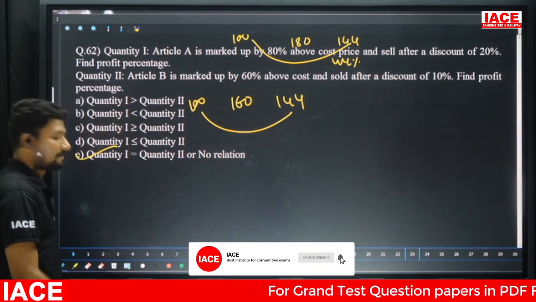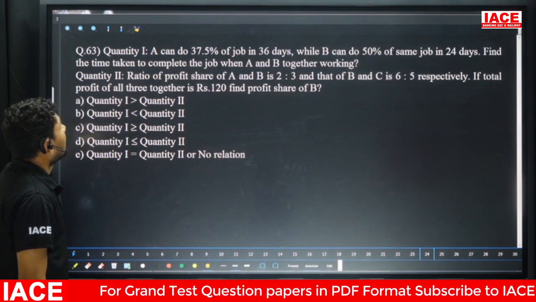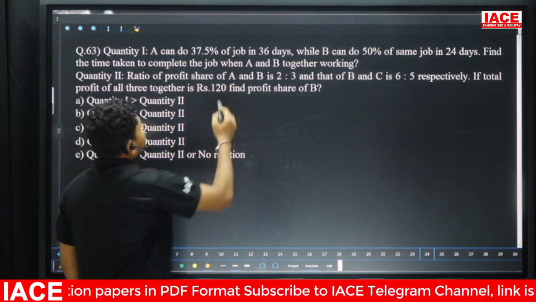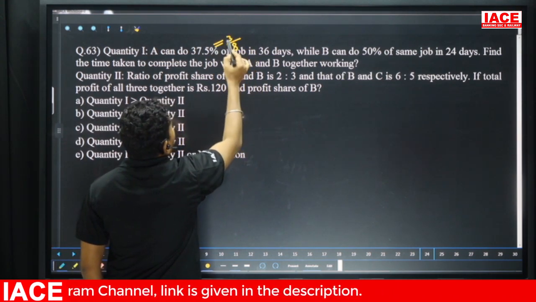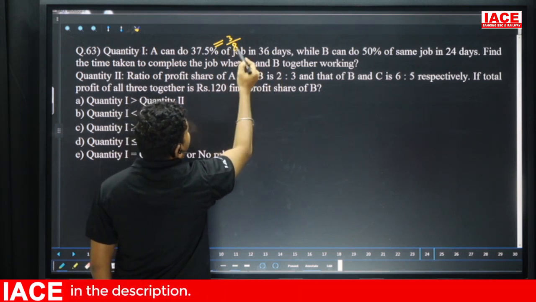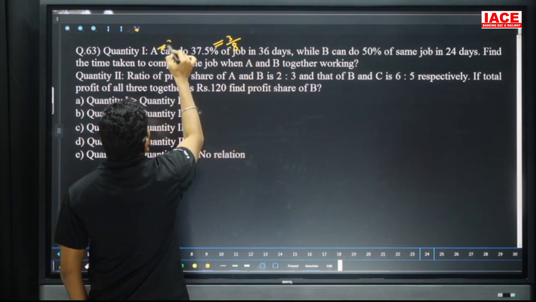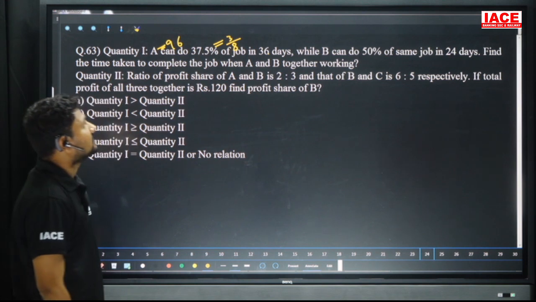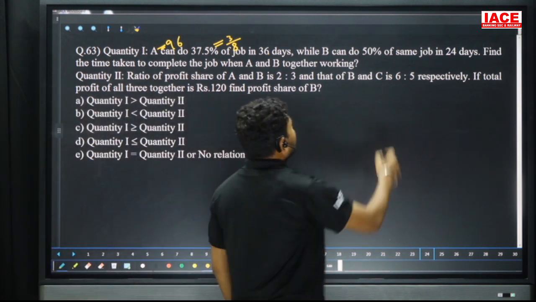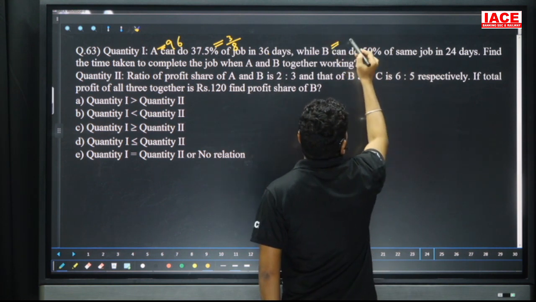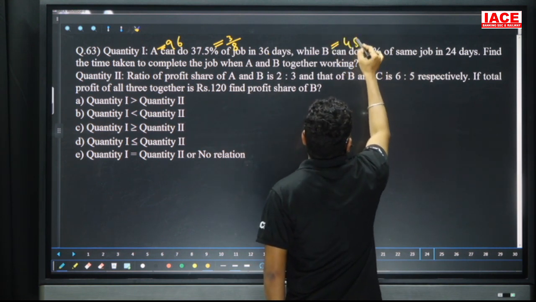Option E. Next, A can do 37.5% of a job in 36 days. 37.5% means 3 by 8. 3 by 8 of the job in 36 days, so 12 times 8 is 96. That means A completes the total job in 96 working days. While B can do 50% of the job in 24 days. Half job in 24 days means the full job takes how many days? 48.